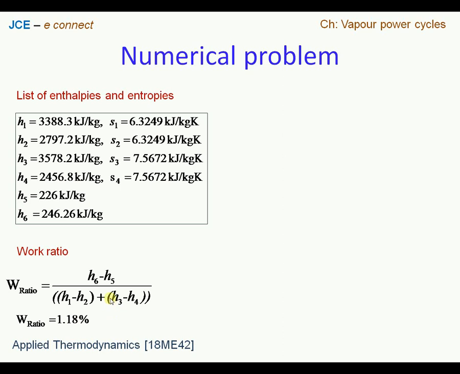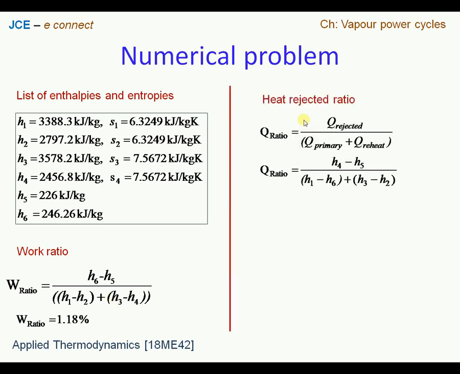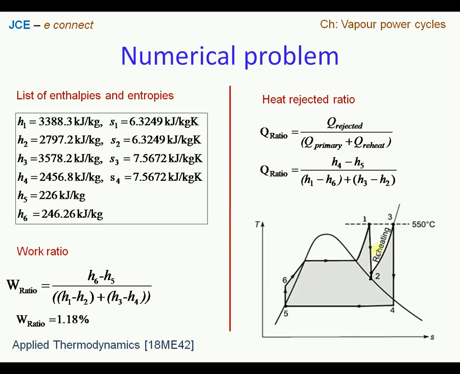Now let us proceed with working out the second parameter, that is heat ratio. We have a heat ratio which is given as heat rejected to that of total heat. Again, let us look at the TS plot. We have the heat rejected as H4 minus H5. In the numerator we have H4 minus H5 divided by the total heat addition, which is happening partly in the boiler and partly in the reheat process.